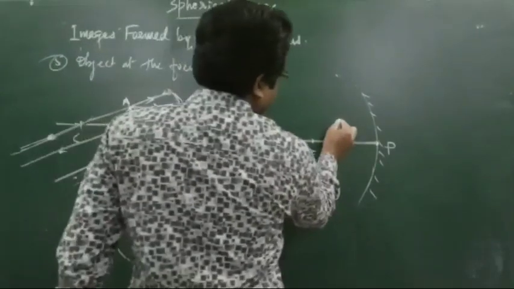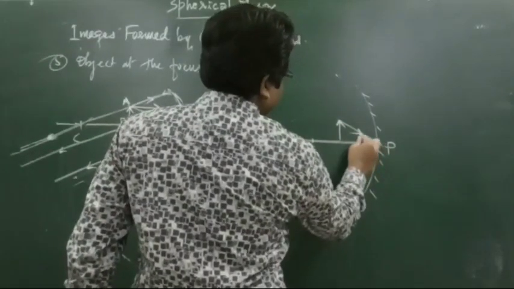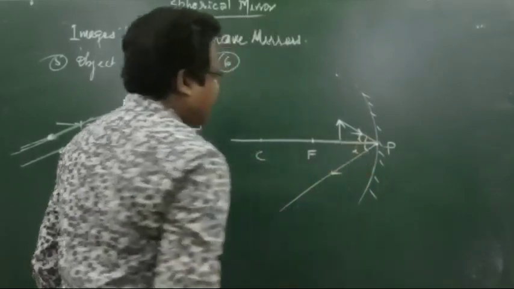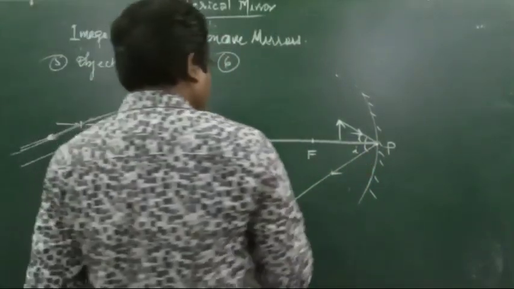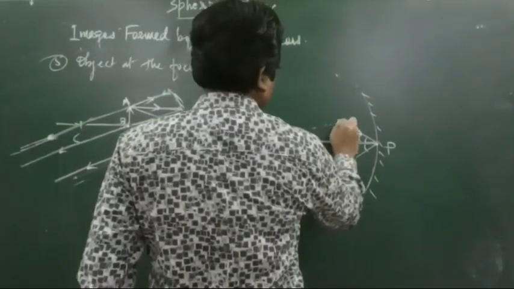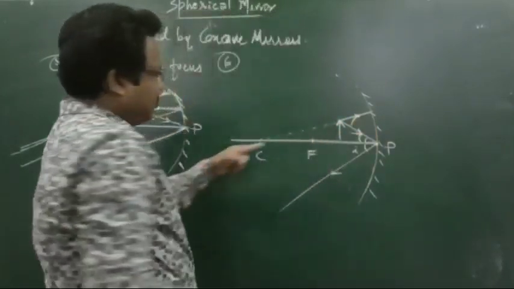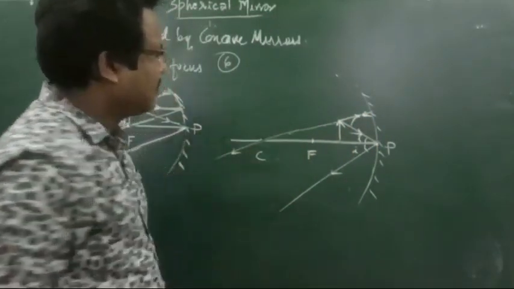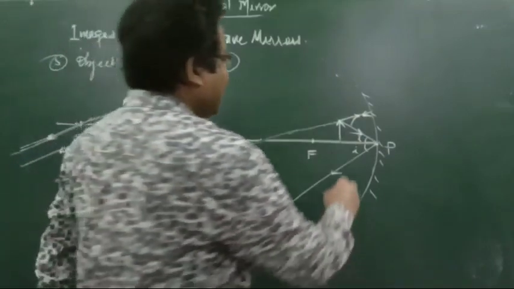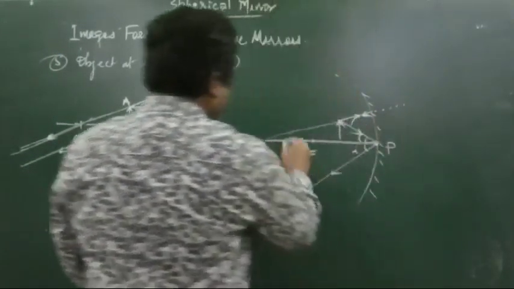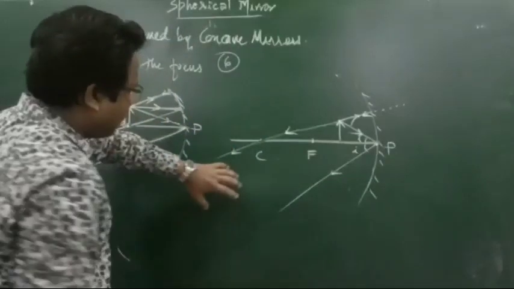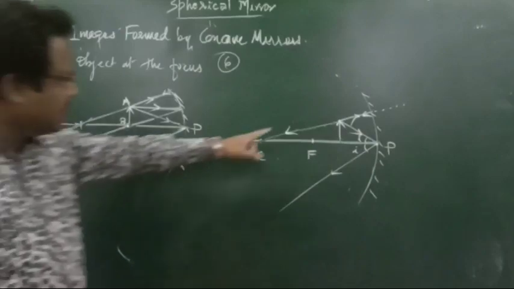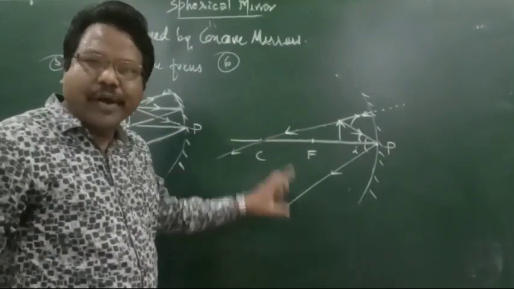A ray which is incident at an angle I will be reflected at the same angle I at the pole, and a ray which is incident along the center of curvature will retrace its path. These rays are the diverging rays. They are not going to meet. Here the parallel rays were going to meet at infinity, but these are diverging rays. These are not going to meet.